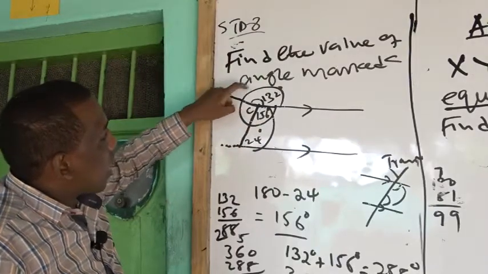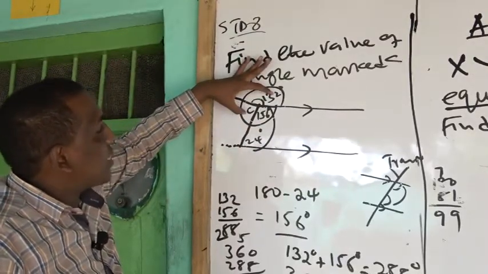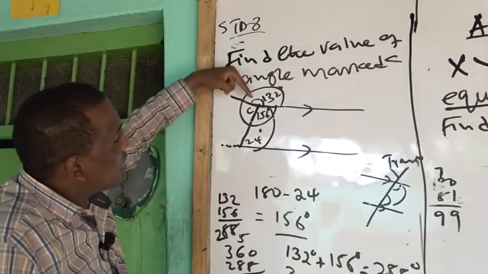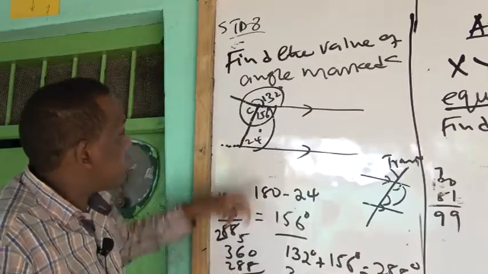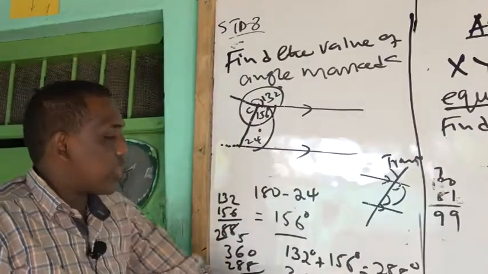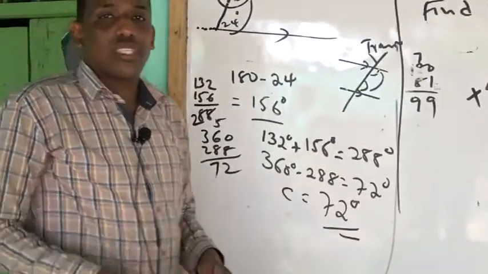They want angle C. Angles at a point should add up to 360, these three angles. So what I do, I add 132 plus 156, I got 288. 360 minus 288, you will get 72 degrees. So that is how we find.